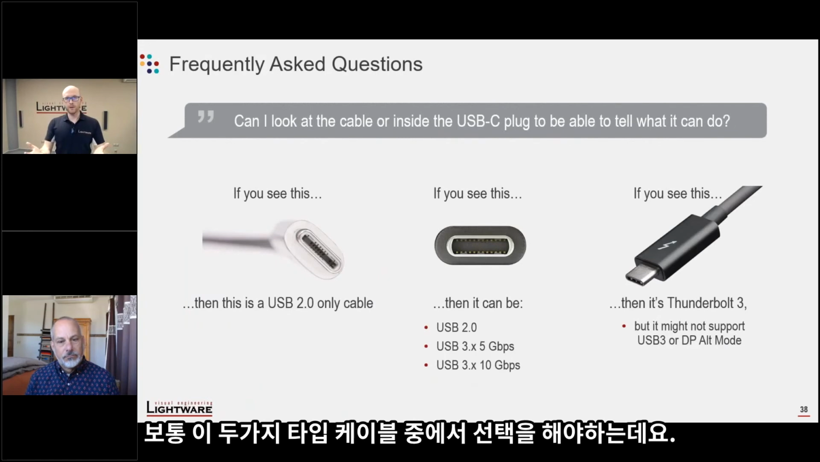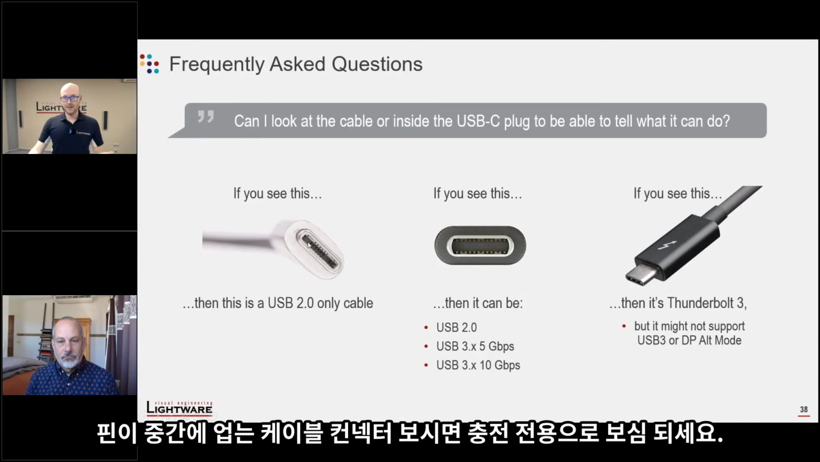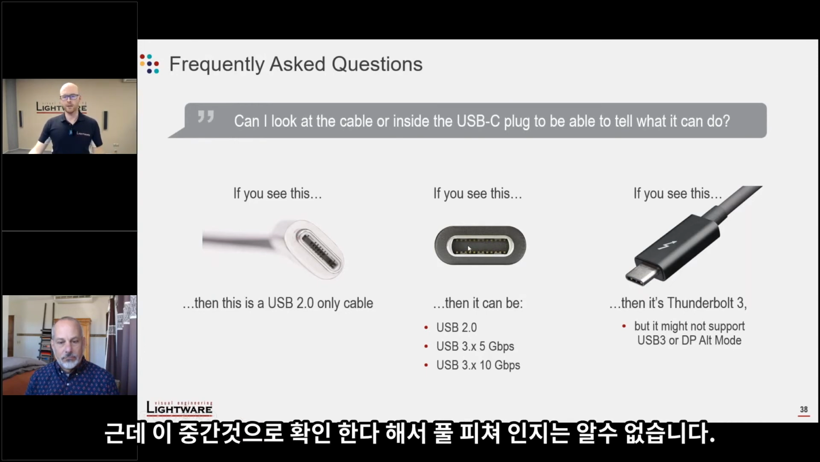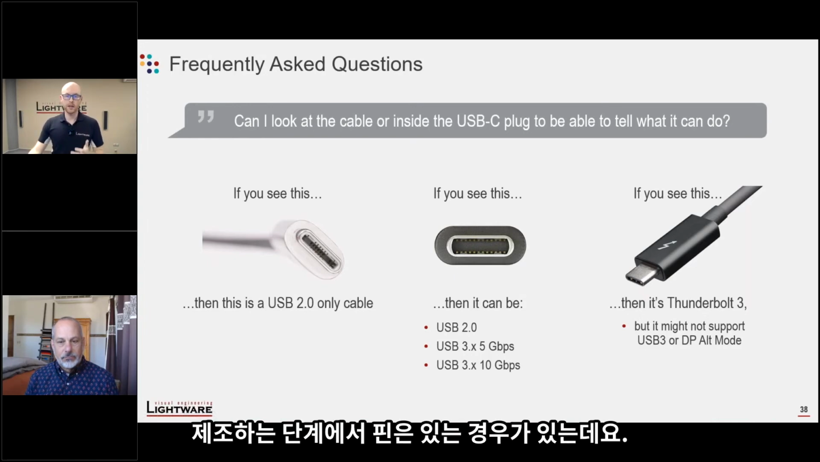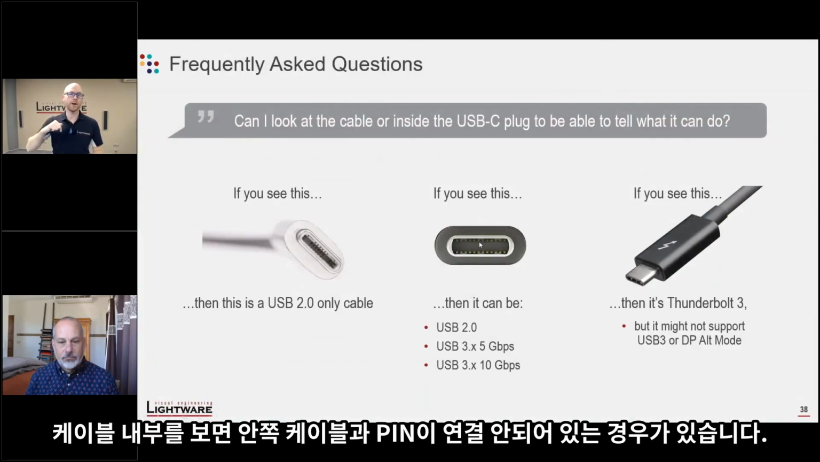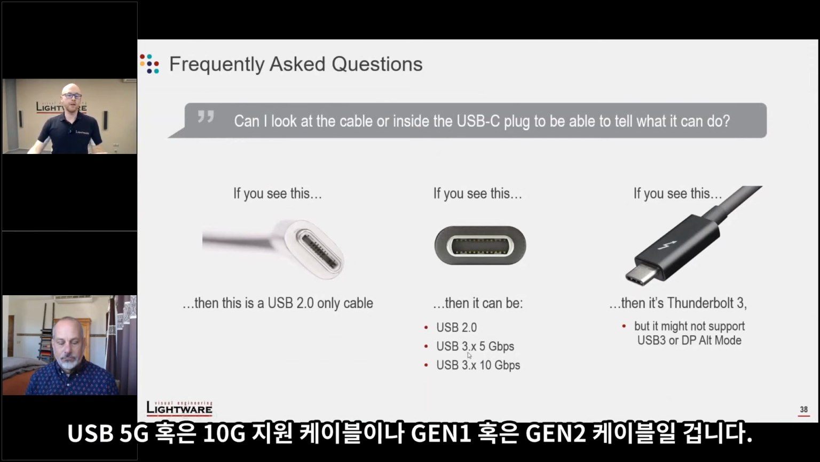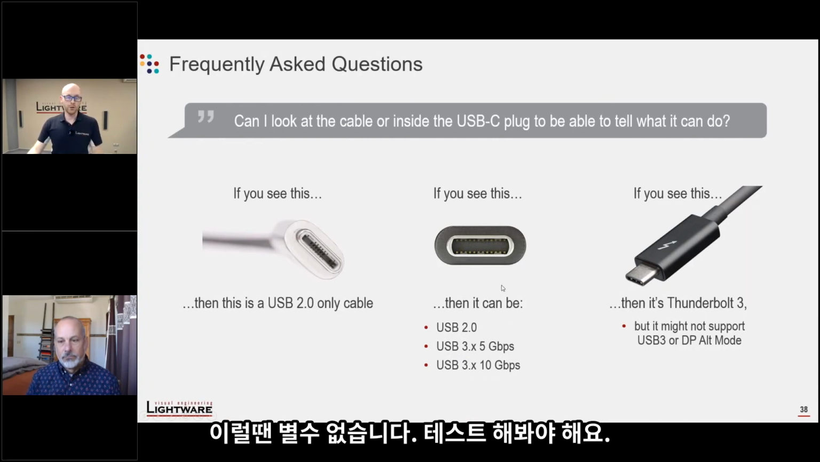When we tell people that these are the 2 types of cables that are out there, they ask us, can I look inside the plug to tell what kind of cable it is? If you see pins missing, then it's for sure a charging cable and it won't work. If you see this, you cannot be sure. Maybe the manufacturer of the cable bought plugs which have all these pins populated, but inside the cable, those wires are not populated. So a cable like this might be USB 2.0, it might be USB 5 gig cable or 10 gig cable, so Gen 1 or Gen 2. You cannot be sure, you need to test it.